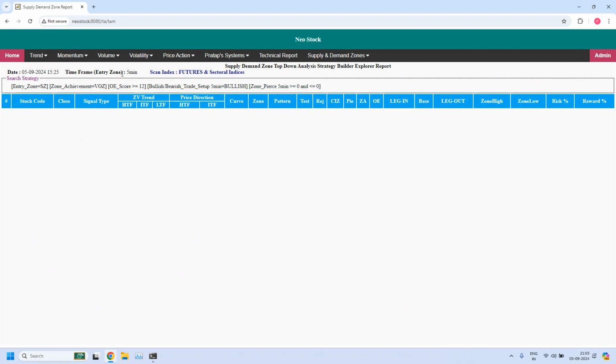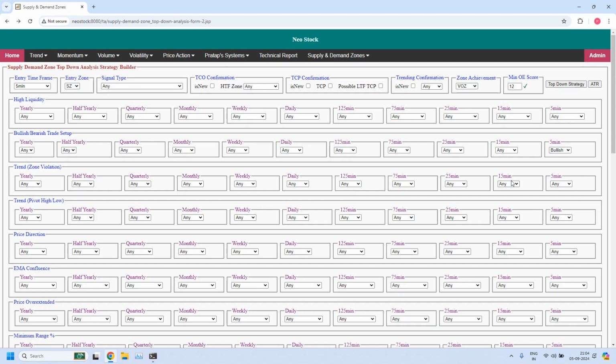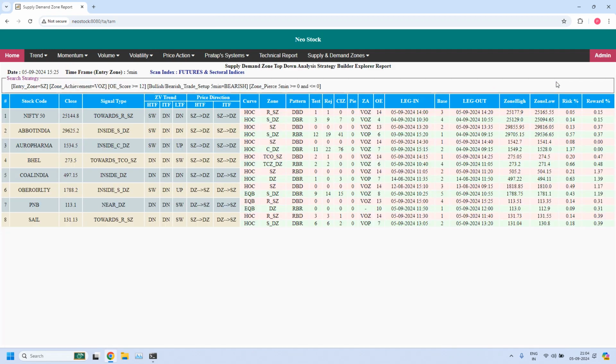Let us check, we have given the 5 minute zone properly. Entry zone is supply zone. Zone achievement violated. Odd enhancer score greater than or equal to 12. Bullish or bearish trade setup at 5 minutes, I have to select bearish. I made a mistake here. So it is always important to verify the search strategy. Let me go back. Here I have to select bearish. Mistakenly I had selected bullish. Okay, now let's filter. See, 8 stocks are filtered. Because of the mistake we missed them.